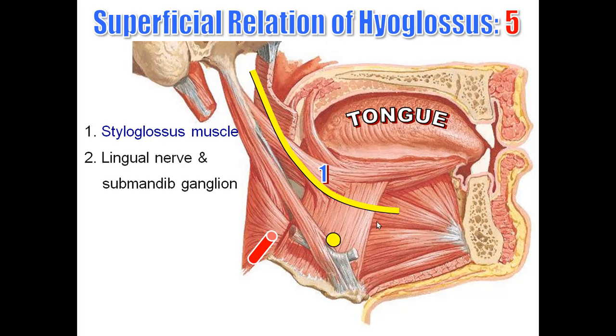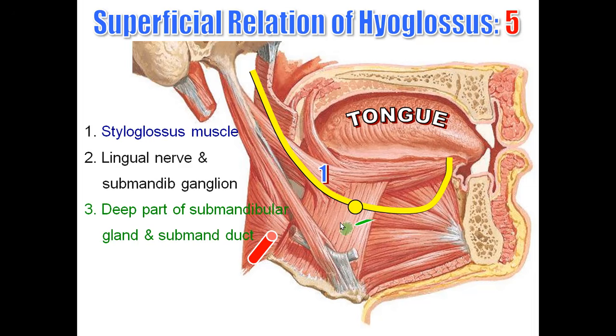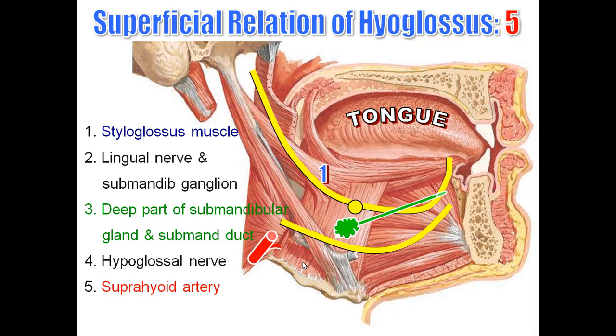This is the lingual nerve and submandibular ganglion. Then the deep part of the submandibular gland and the submandibular duct. Then another nerve, the hypoglossal nerve, and then a branch from the lingual artery called the suprahyoid artery. So the 5 superficial relations of the hyoglossus from above downward are the styloglossus muscle, lingual nerve and submandibular ganglion, deep part of the submandibular gland and submandibular duct, and then the hypoglossal nerve and the suprahyoid artery.